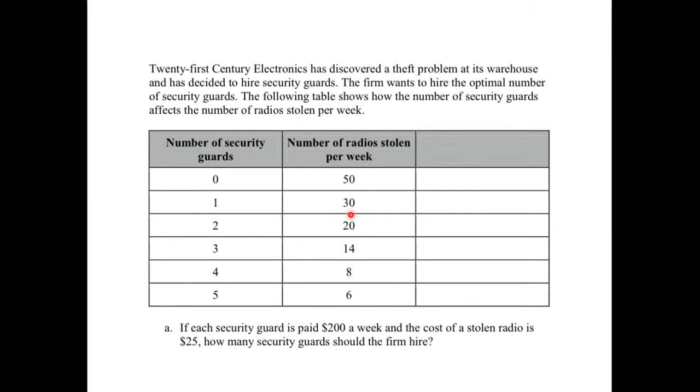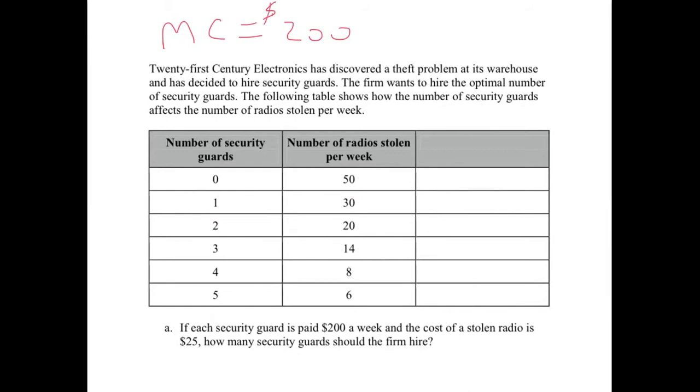So our marginal analysis needs to be in terms of security guards. So what do we do? Well, again, we want to set up a marginal benefit versus a marginal cost analysis. Let's start with marginal cost. I think that will be the easiest to deal with. What is the marginal cost of a security guard? Well, we're told that each security guard is paid $200. So the marginal cost of a security guard is $200.